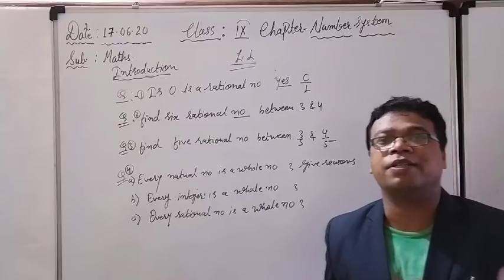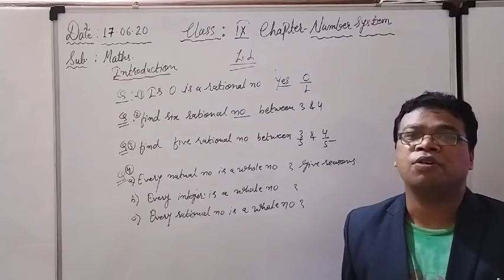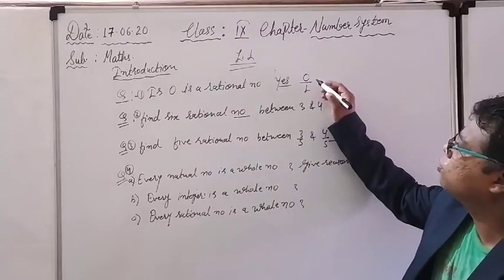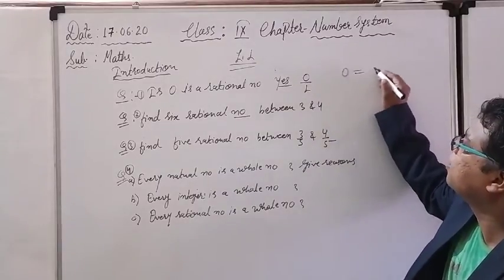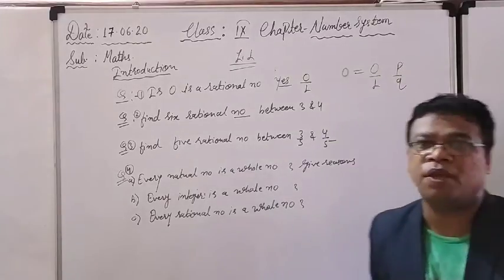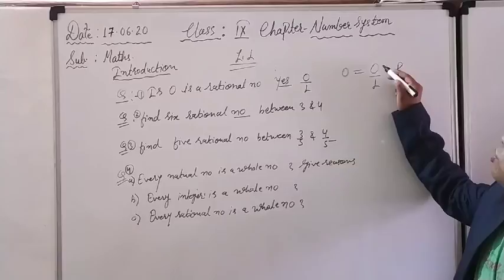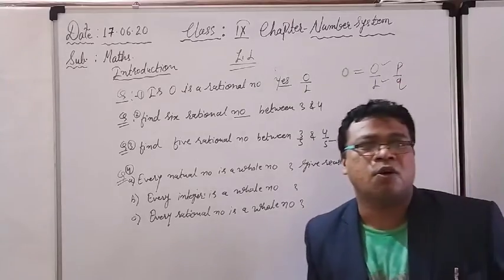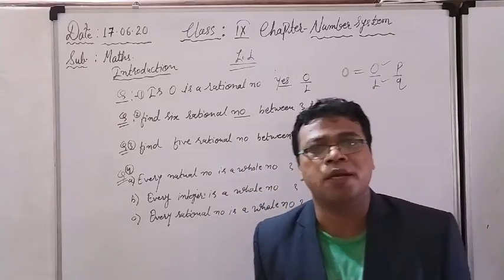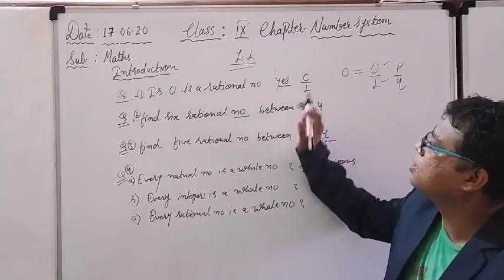I think I have answered that particular question in my previous lecture. 0 is a rational number. Why? Because a rational number can be written in the form p upon q. So you can write 0 as 0 upon 1, and compare it with p upon q. Both should be integers. 0 is an integer, 1 is also an integer. The only condition was that the denominator should never be equal to 0, and here the denominator is 1. So 0 is a rational number. The answer is yes. This is the answer directly.